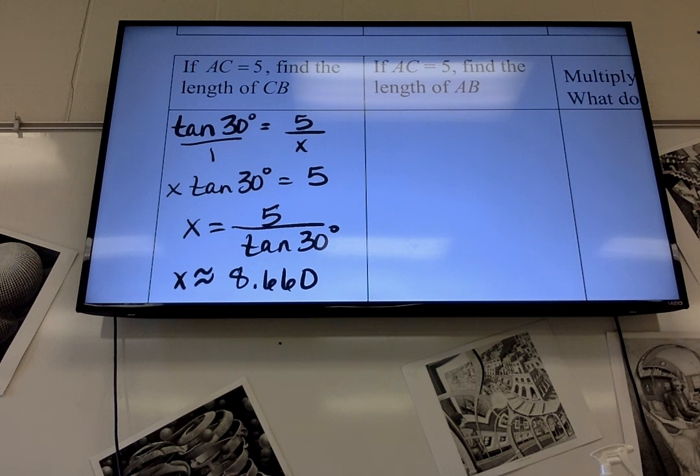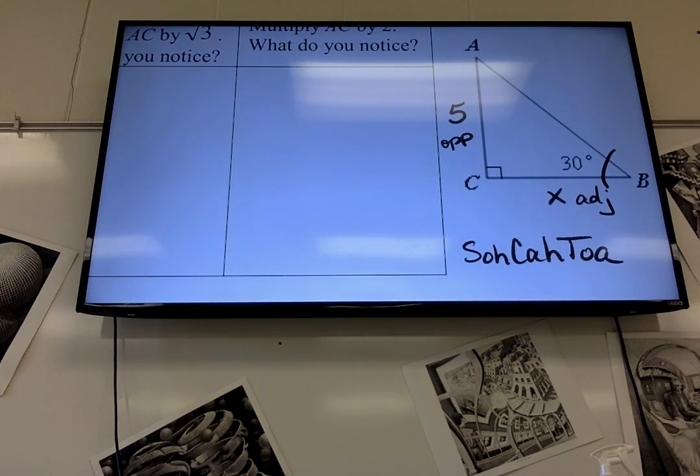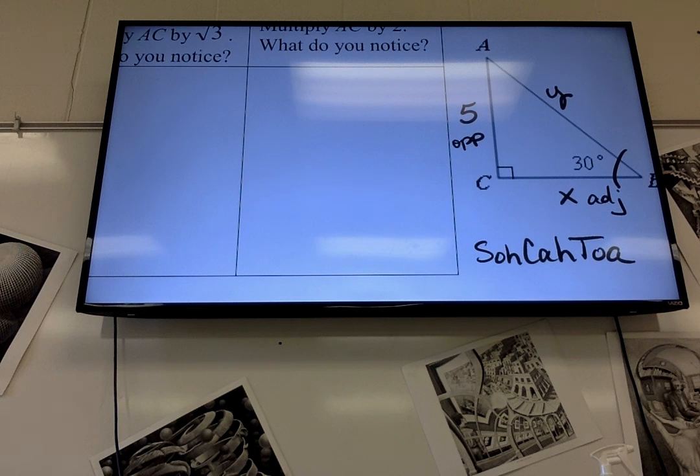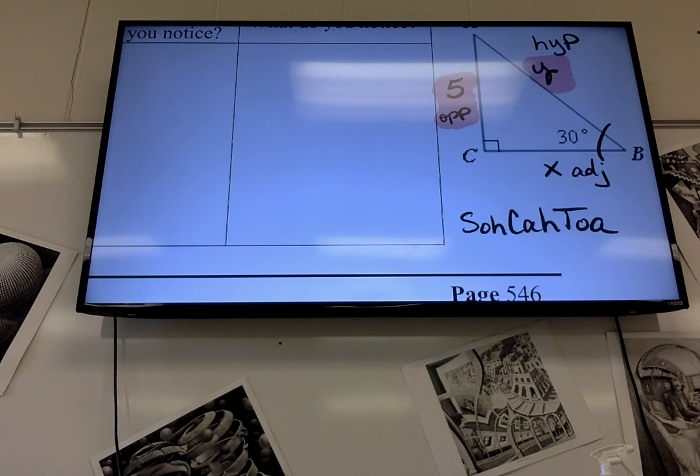So on the next one, it says AC is 5. We're trying to find the length of AB. So AB I'll call Y. So we're looking at this side and this side. Which side is Y, Berkeley? As in opposite, adjacent, hypotenuse. The hypotenuse. So Berkeley, which trig function uses these two pink sides? Yeah, opposite and hypotenuse is sine. So we're going to use sine. But yes, you could have used the 8.660 to use the other one. It's just, if you can keep from using a rounded answer to find the next one, it's better not to.